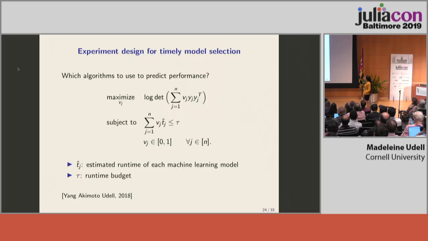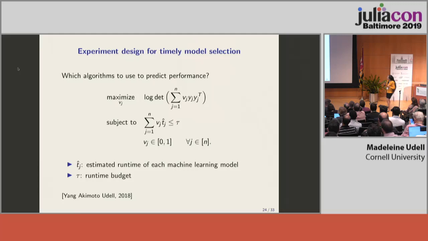Here what we did is we first found a proxy for the amount of information that you would get by running a certain collection of machine learning models. And this proxy actually comes from very traditional, classical ideas in experiment design, where you're running linear experiments that give you linear information about your underlying latent vector. So this is minimizing some scalarization of the variance of your estimator under that linear model. And you can do this subject to constraints.